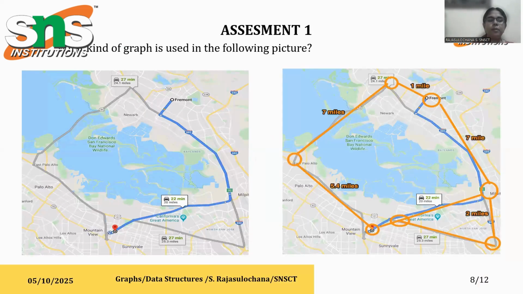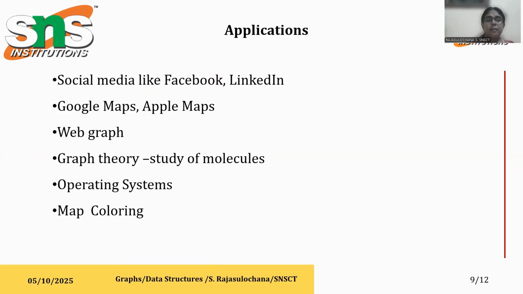Now look at the figures displayed. In the first one, only the path is established. There is no cost mentioned for the path, so it is an unweighted graph. Whereas in the second example, the distance is mentioned for each edge, so it is a weighted graph. These are the various applications of graph. It is used in social media platforms like Facebook and LinkedIn, which are implemented using graphs. It is also used in Google Maps, web graph, and graph theories. Operating systems make use of graph data structures, and it is also employed in solving the map coloring problem.